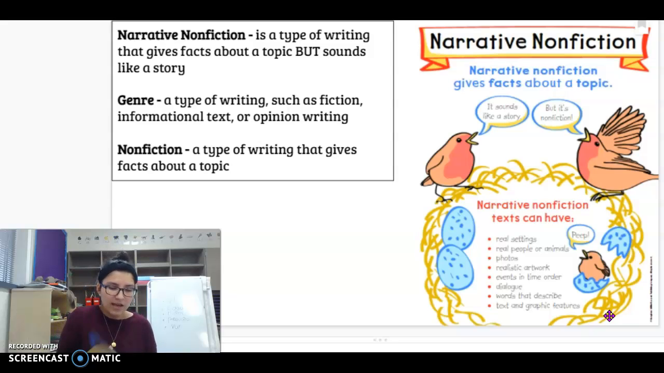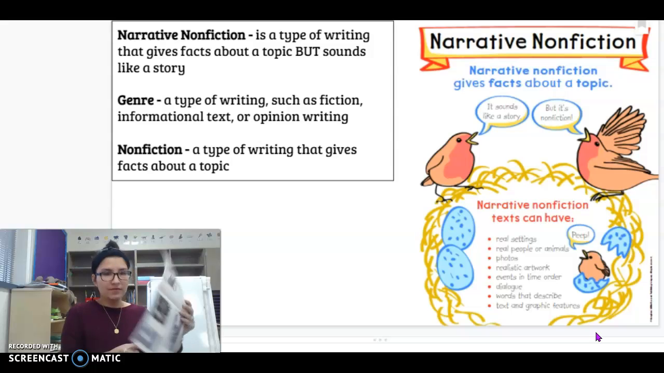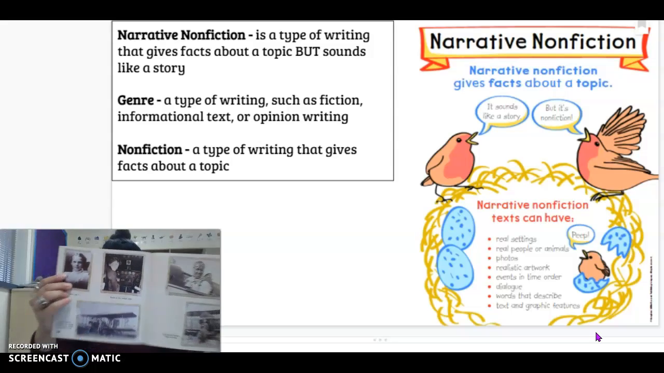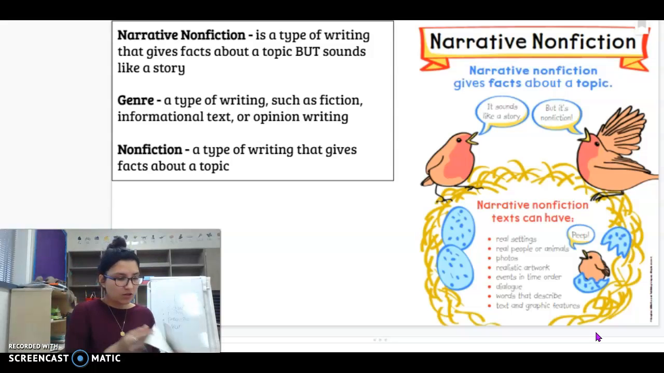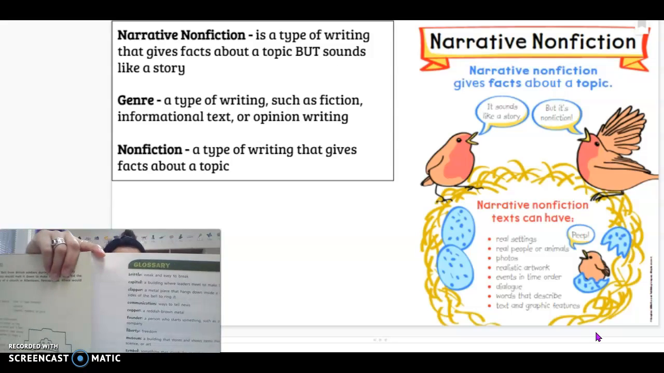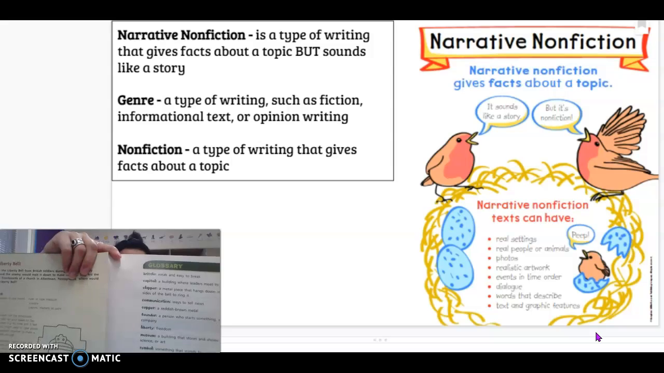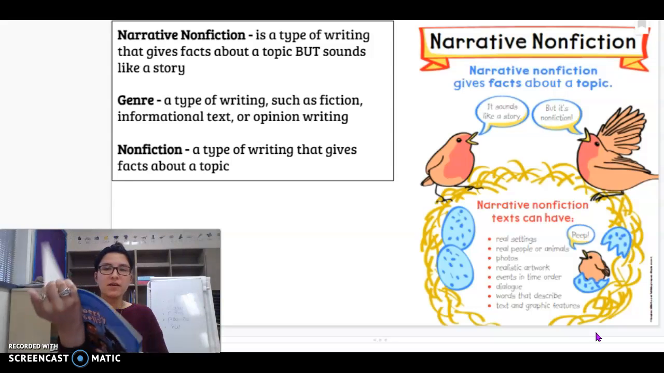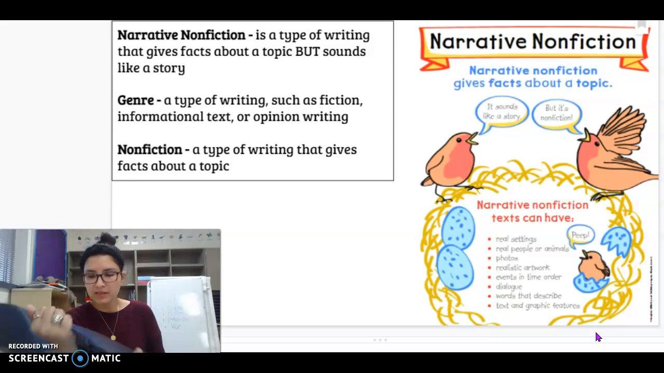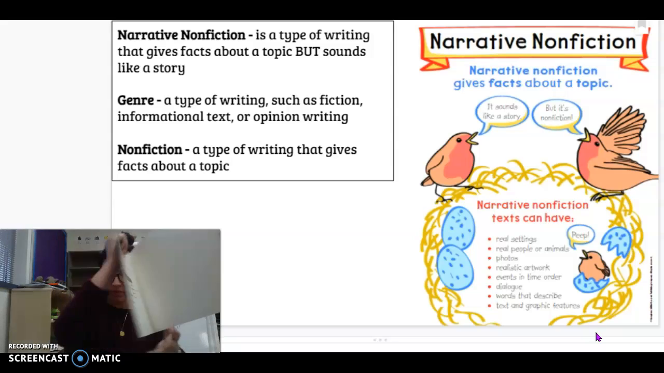So drawings are a text feature. So is table of contents. So is photographs. Photographs are real pictures taken with the camera. So is glossary. Glossary tells you the meaning of important words. So is index. If I wanted to find more information about something, I'd go to the index, which is in the back of the book.